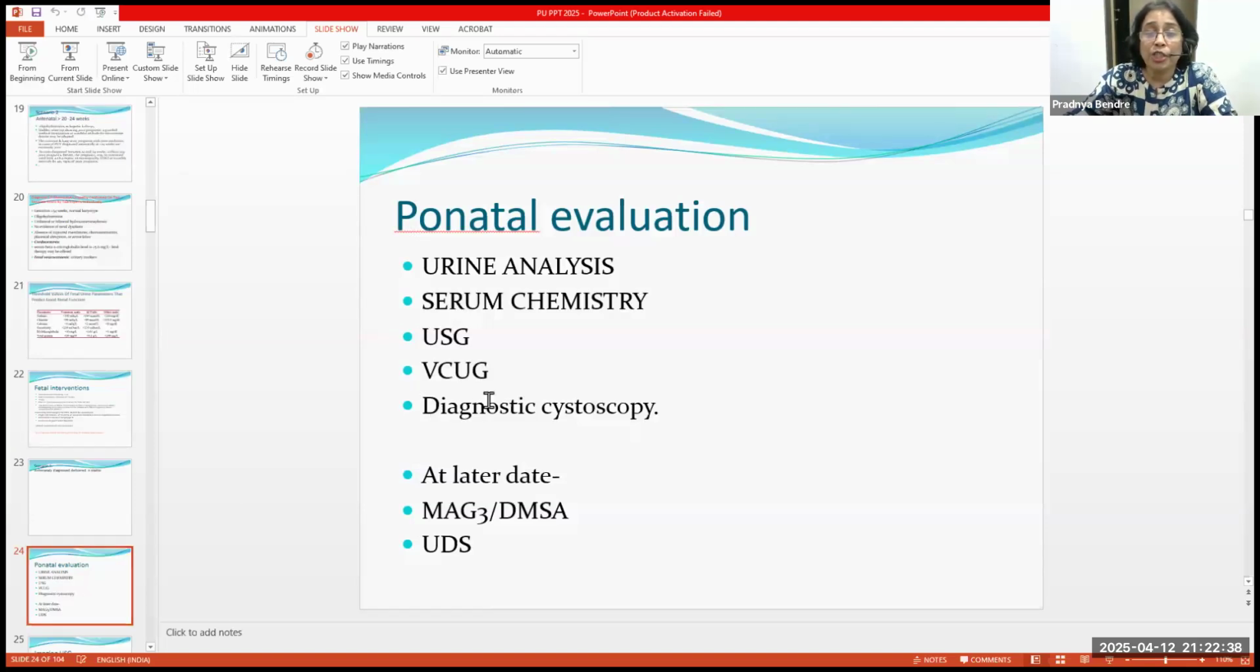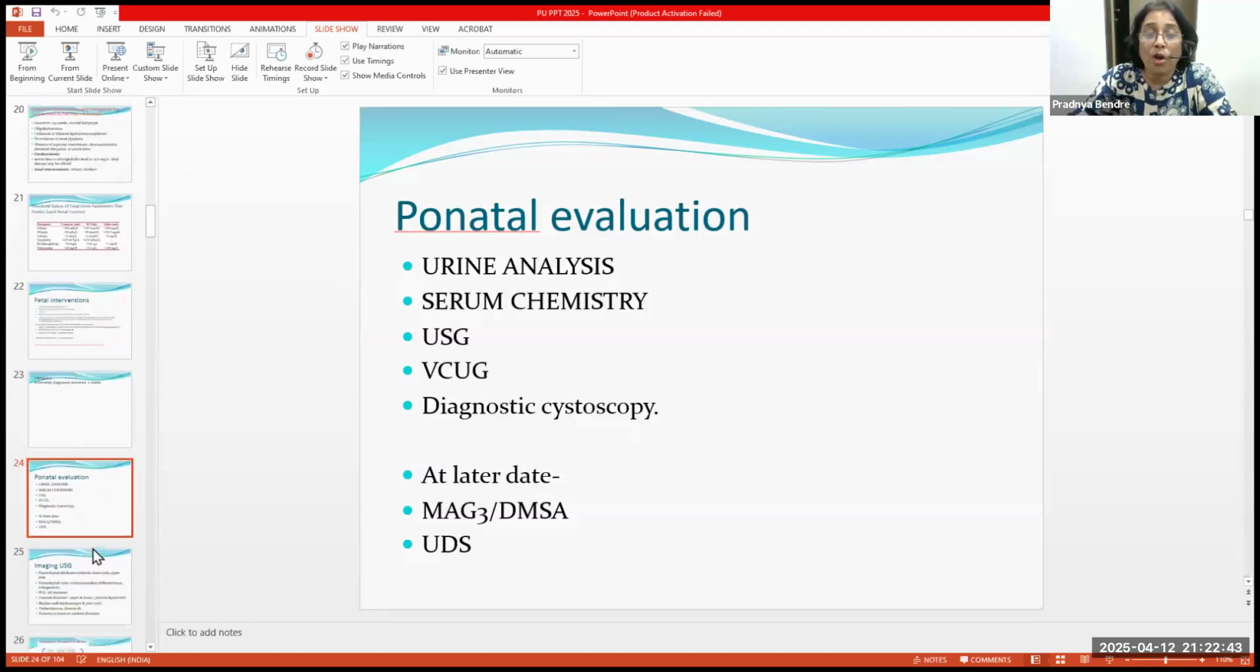Having done VCUG and confirmed the diagnosis, in stable children you have the option of a therapeutic procedure by primary fulguration, and then they can undergo diagnostic cystoscopy.